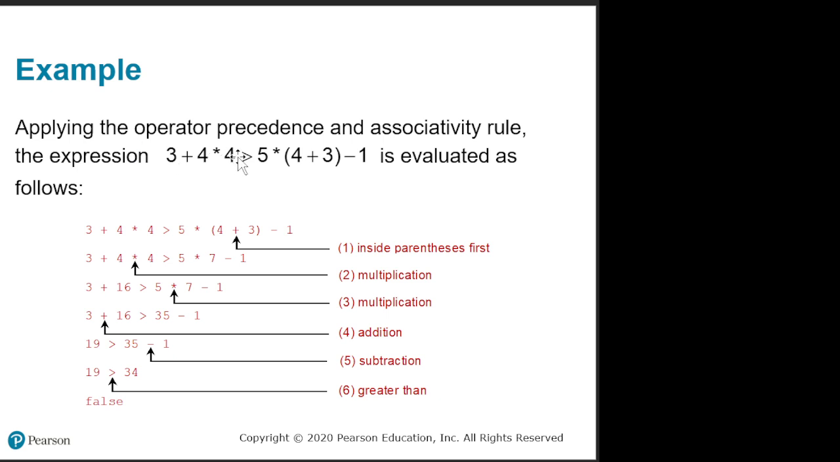So for example, we have this comparison here where 3 plus 4 times 4 is greater than 5 times parentheses 4 plus 3 minus 1. And so if we evaluate it, the parentheses will happen first. And so this turns into a 7. Then multiplication happens. And so the left-hand side becomes 3 plus 16. And the right-hand side becomes 5 times 7, or 35. Then the additions happen. So 3 plus 16 is 19. And the 35 minus 1 is 34. Then the conditional operator comes into play.